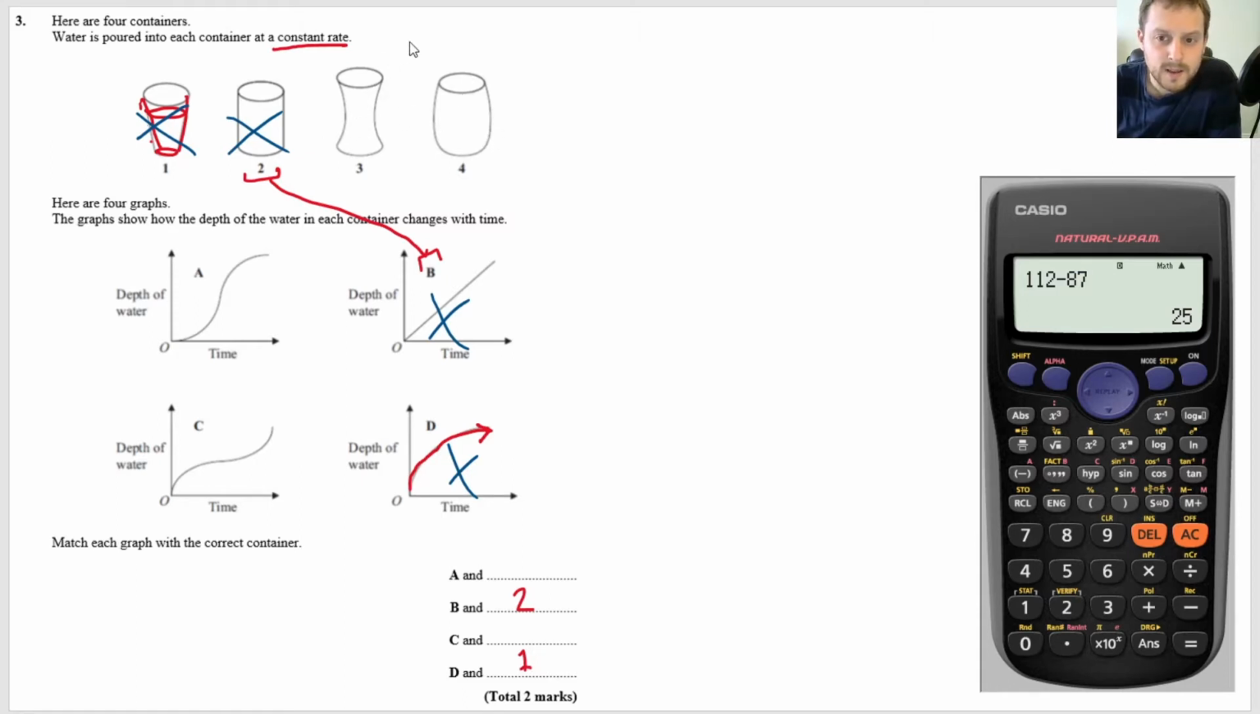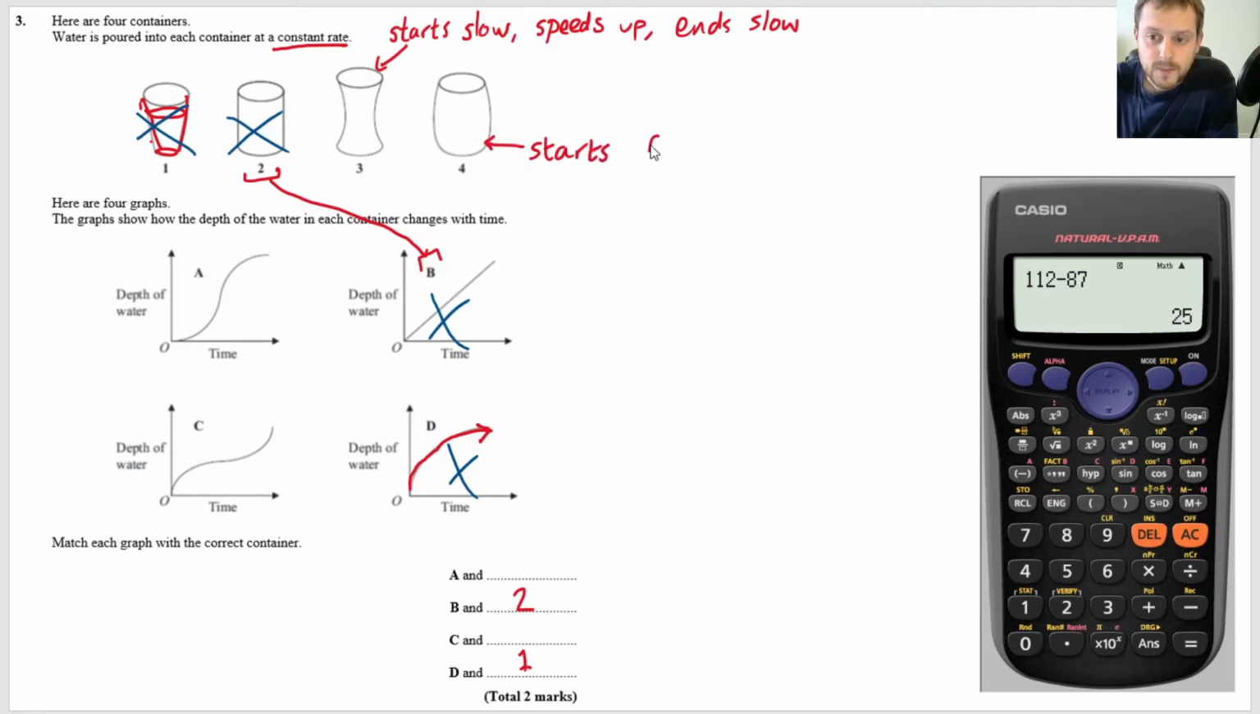So this one here starts slow. It speeds up in the middle, and then ends slow. Whereas this one starts fast and it slows down in the middle and then ends fast. And so we just have to match those up.